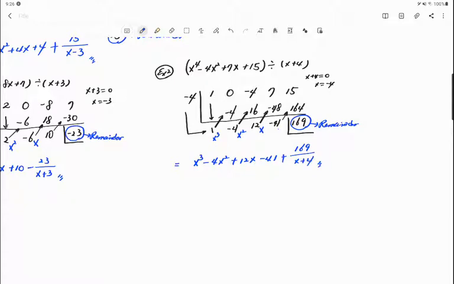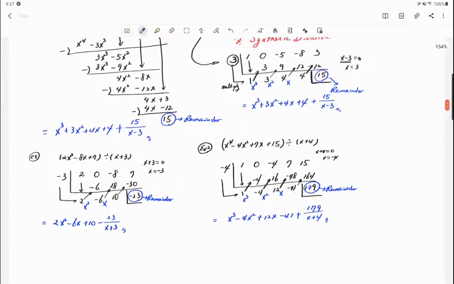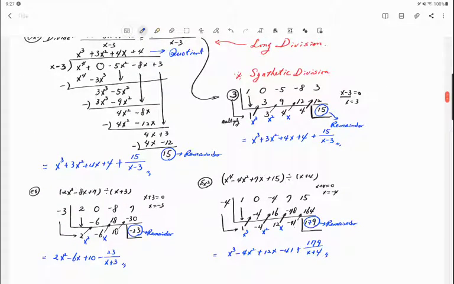Sorry, this is 15, right? So it's going to be 179, right? 179. Okay. So using synthetic division is much easier, much simpler than using long division.